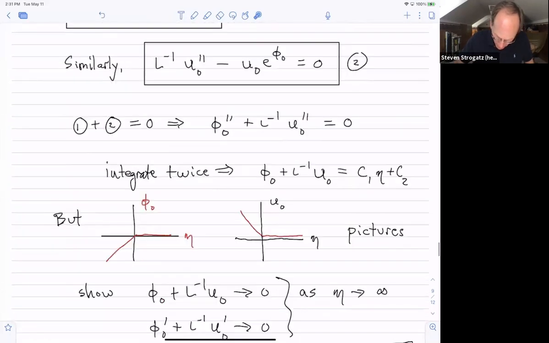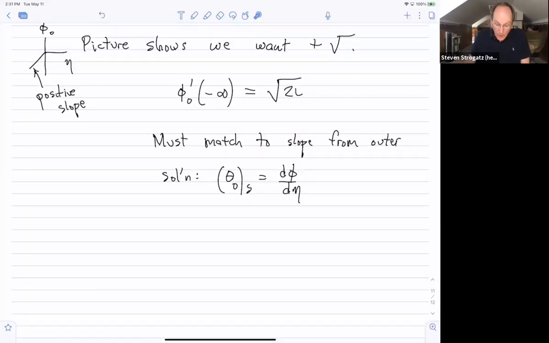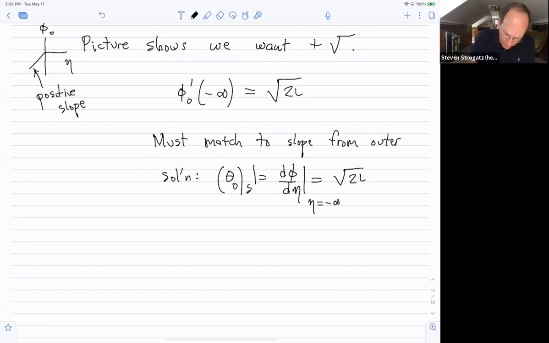That's the translation from outer slopes to inner slopes. And so theta zero sub s is this d phi d eta, and this is just what I'm calling phi prime. If I take this out at eta equals minus infinity, here I want to think about this as s goes to zero from the negative side.